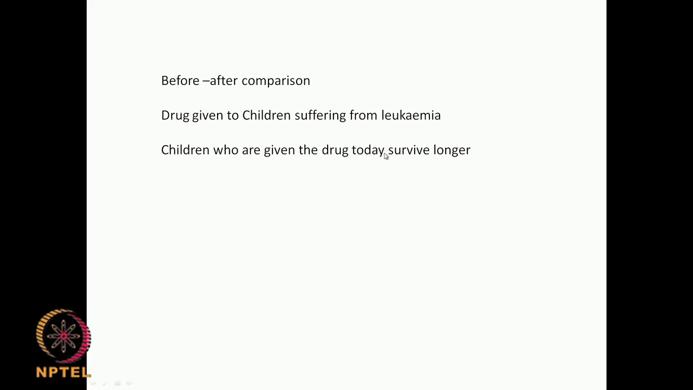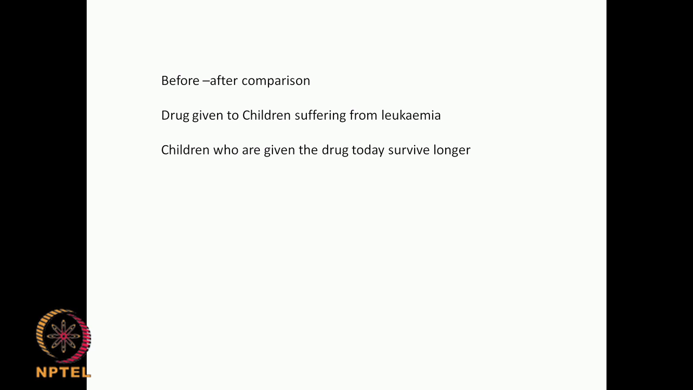No, because the lifestyle has changed, the quality of life has changed. The children of yesteryears, that means a couple of decades back or even 30 years back, vis-a-vis the children of today: today's children have a better quality of food intake, better nutrition, so they are able to have a better defense mechanism, so they are able to survive. So, that effect also comes into the picture. It is not only the drug, but also the defense mechanism of the children of today vis-a-vis the children of 3 decades or 5 decades back. So, that is called the before and after comparison.